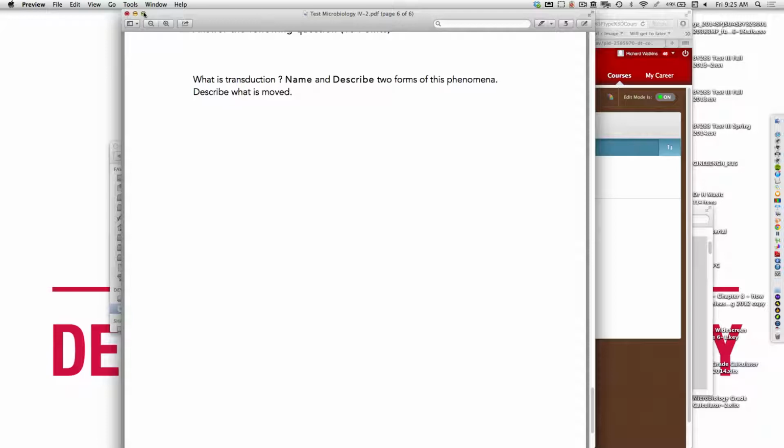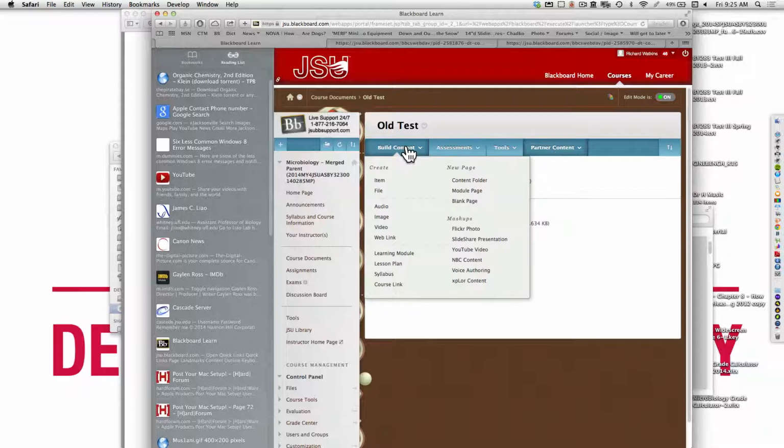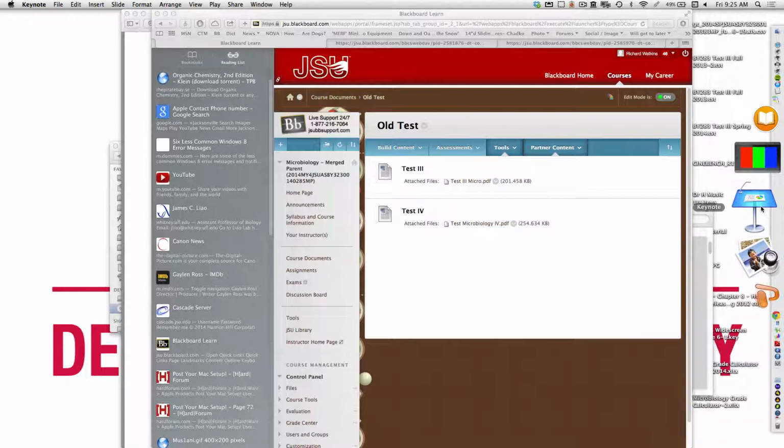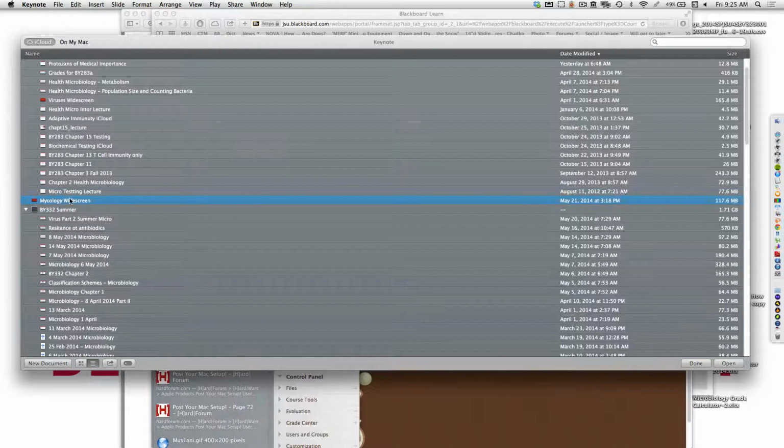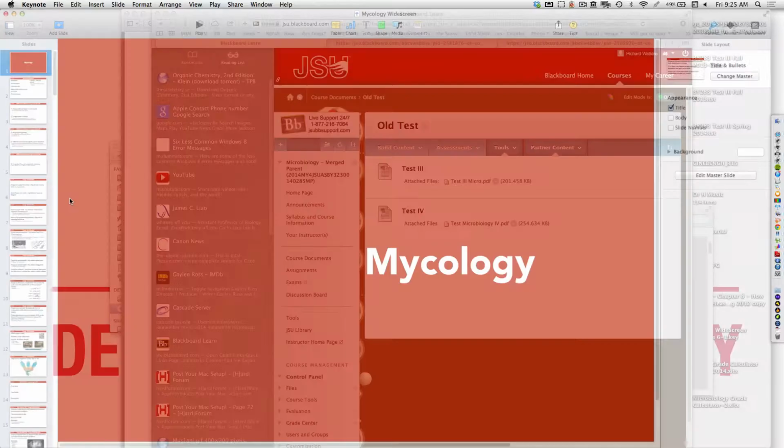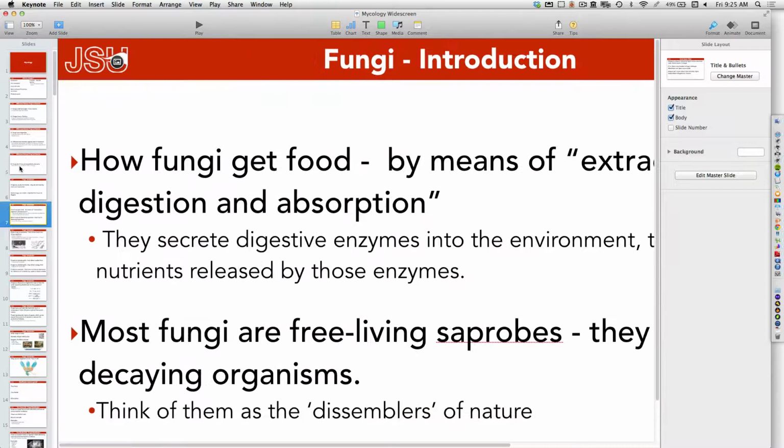Let me look at the fungus parts here. Okay, that's a good question.